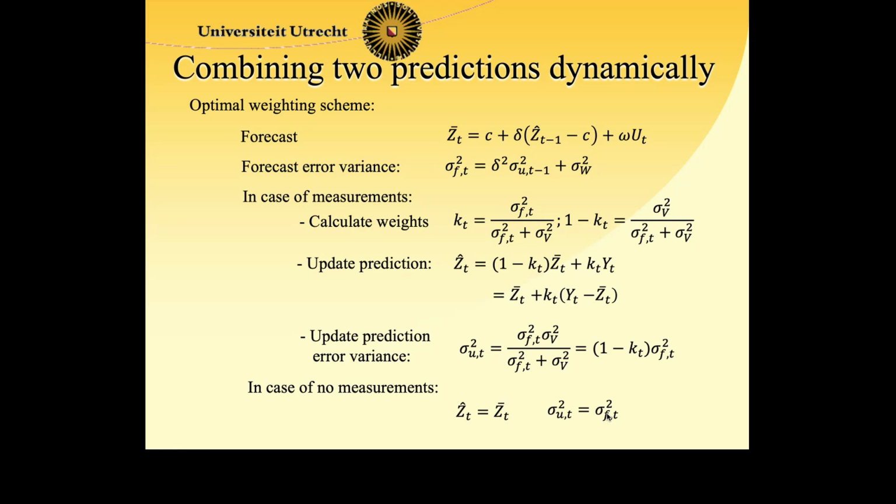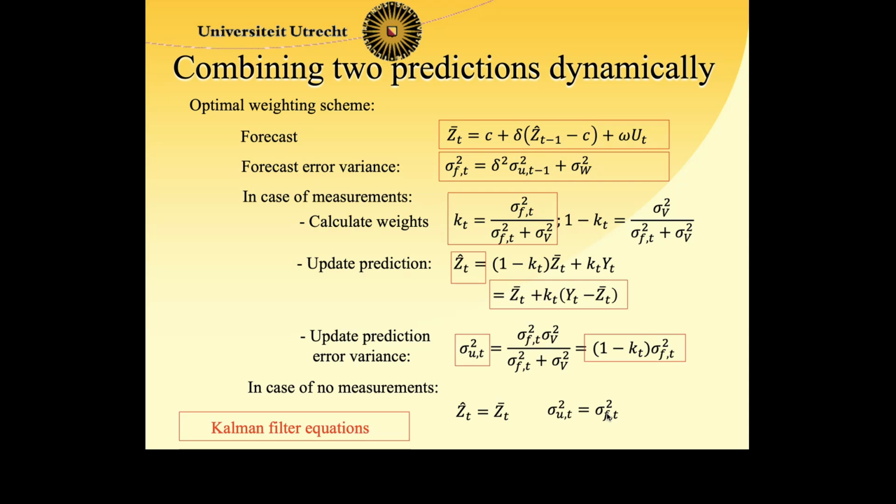Now, if we take these equations all together, this is what we call the Kalman filter equations, in this case for a so-called scalar example. So we have a time series of one single stochastic variable that changes over time.